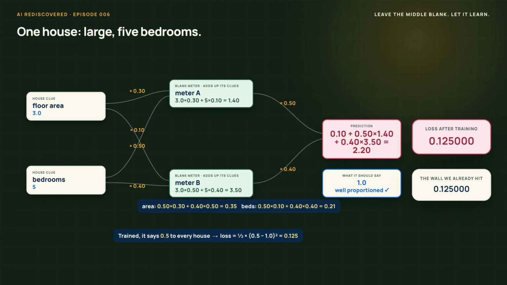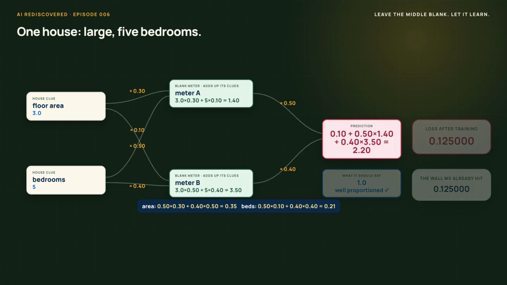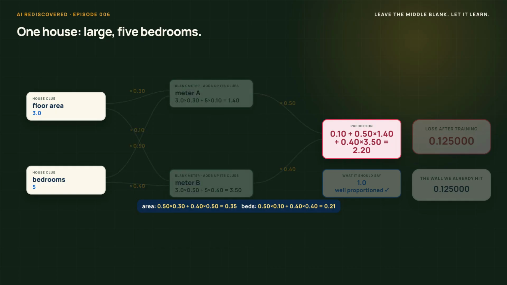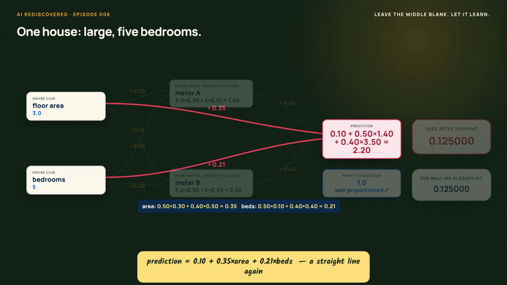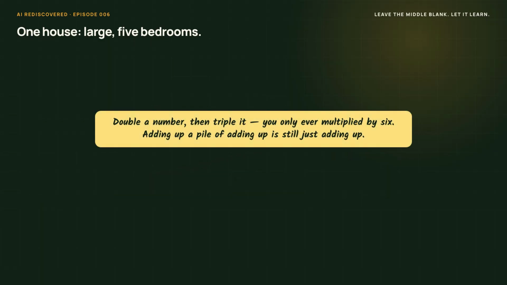Multiply the two layers out. The meters add up the clues. The prediction adds up the meters. But adding up a pile of adding up is still just adding up. The whole thing collapses back into one straight line. Doubling a number and then tripling it is only ever multiplying by 6. You never escape multiplying. Our blank middle bought us nothing at all.